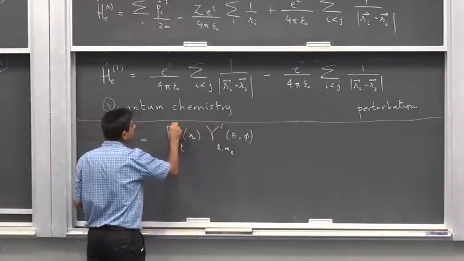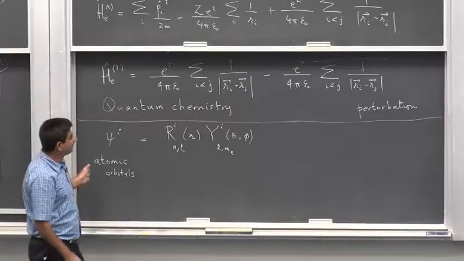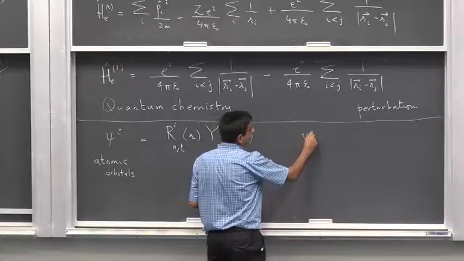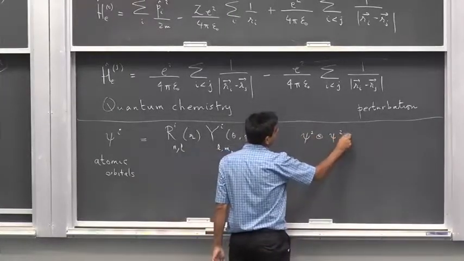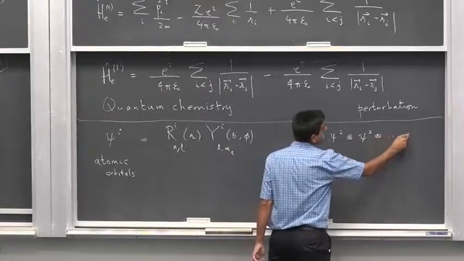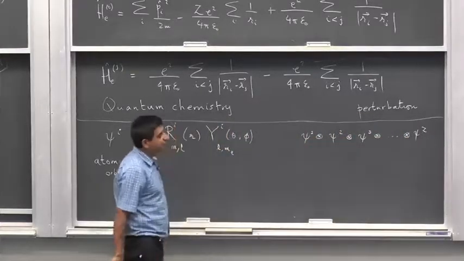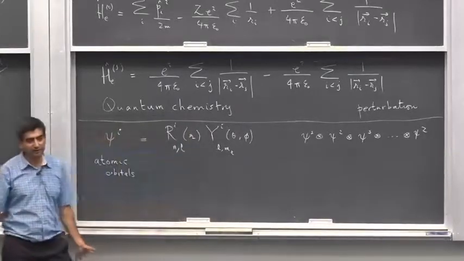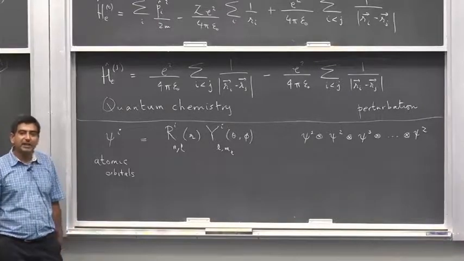And since there are no interactions, you have n electrons, what you will get is the product of the wave function for the first electron, the second electron, the third electron, and so on, the zth electron. So the spatial wave function is just going to be a direct product of these atomic orbitals.